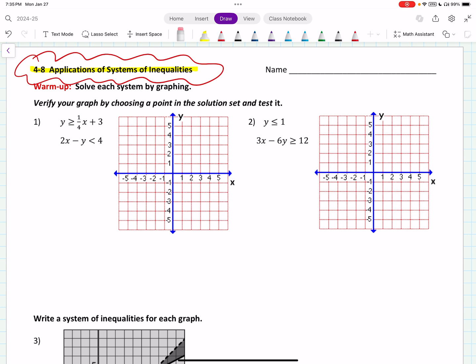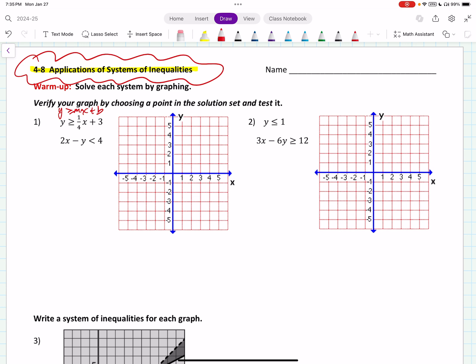Okay, so take a look at the first one here. Y is greater than or equal to 1/4 x plus 3. This is in slope-intercept form: y is greater than or equal to mx plus b. So here the slope is 1/4 and the y-intercept is 3.